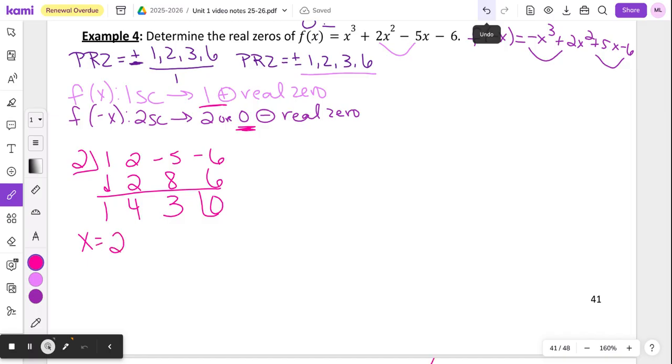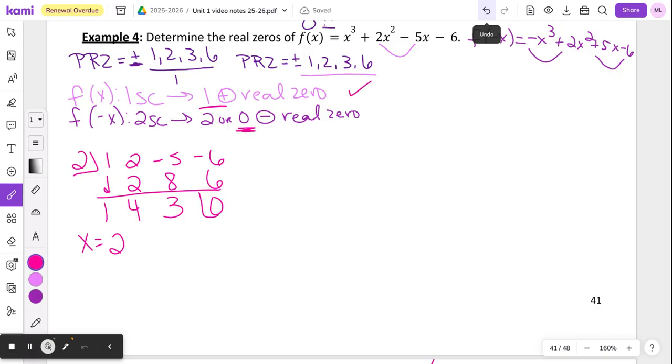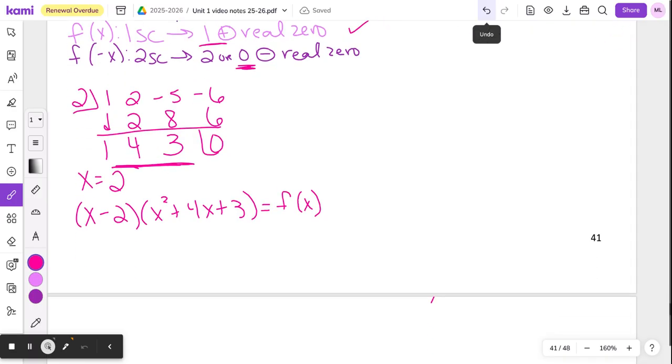X equals 2 is a real 0. It is our positive real 0. So this means that x minus 2 times x squared plus 4x plus 3 equals f of x, or we want it to be equal to 0. So we know x equals 2 is one of our zeros, and it's the positive one.